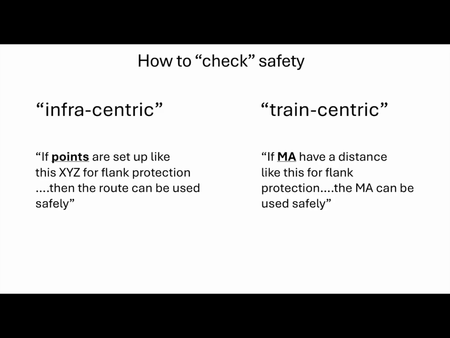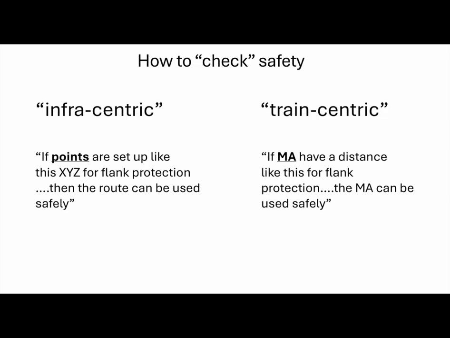First, again, like in the main presentation, you saw it in the slides in the beginning, what is infracentric, what is train-centric safety logic. The most simple way to understand this is to compare, again with a flank protection example, how you check if something is prepared safely for a track usage like a train movement. When you check safety in an infracentric way, you check if the infrastructure is prepared in a safe way.